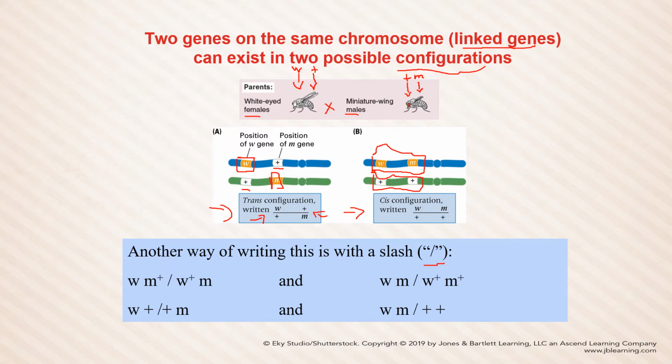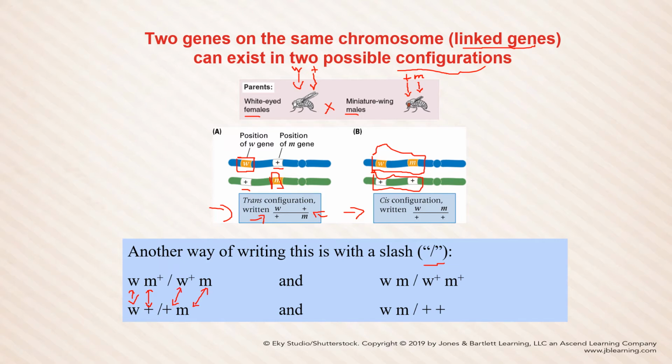In some cases, for example, you can have the white like this, but you can also have the wild type as a plus, or you can have the gene as an M plus. It means that it is the wild type version of the miniature wing, so it will be a wild type wing. And the same thing happens here. You have the M, the mutation for both, and here you will have the wild type for the white eye, or it can be written like W plus.